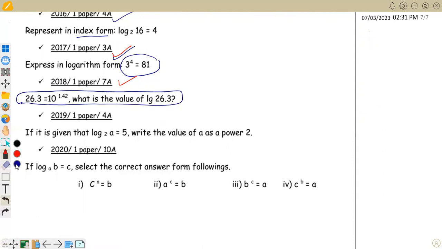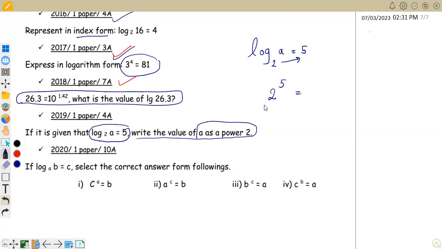Then in 2019, this fourth question: if it is given that logarithm of a to the base 2 equals 5, write the value of a as a power of 2. That means you have to convert this log form into index form. How do we do it? The base is 2, the index is 5, and it equals a. Then a has been written as a power of 2. No need to find the value because you have to write it as a power of 2.